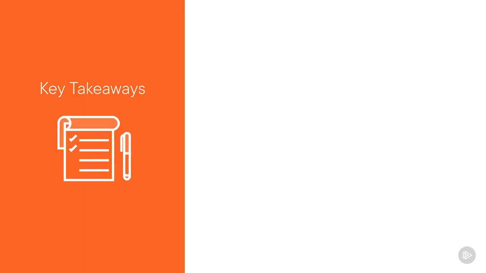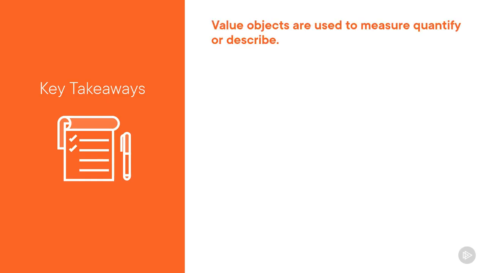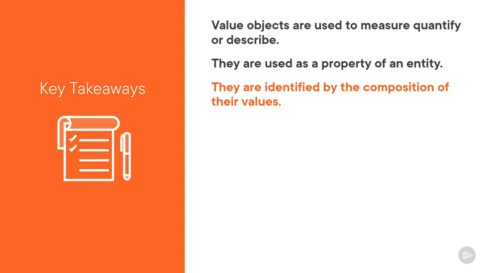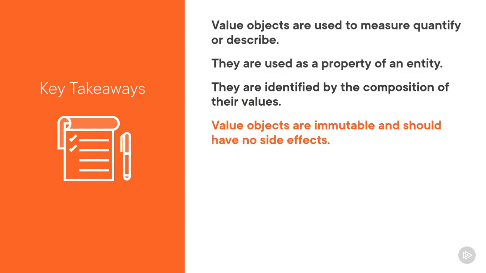That brings us to this module's key takeaways. Most of this module was focused on value objects, which are used in your domain model to measure, quantify, or describe something in the domain. Value objects typically don't exist alone. They're usually applied to an entity to describe something about it. Value objects should be compared using only their values. They don't have an identity. Any two value objects that share the same values should be considered equal. And value objects in our domain should be designed to be immutable, taking all of their needed values in their constructor. And they shouldn't have any side effects.